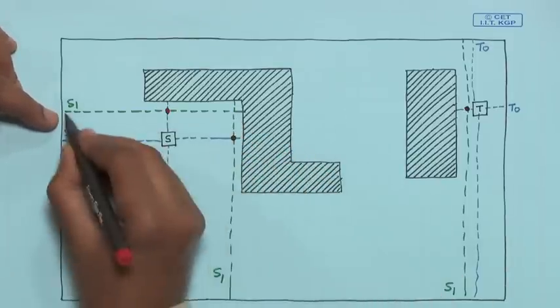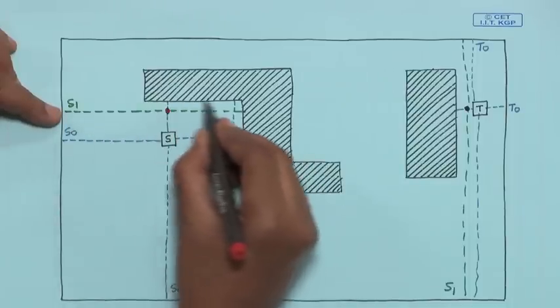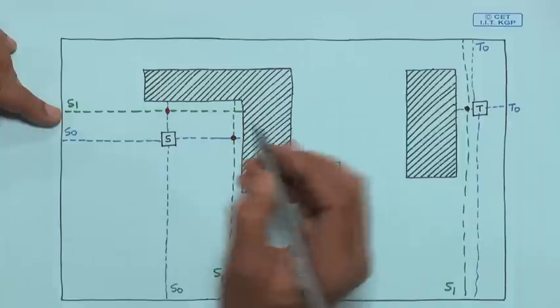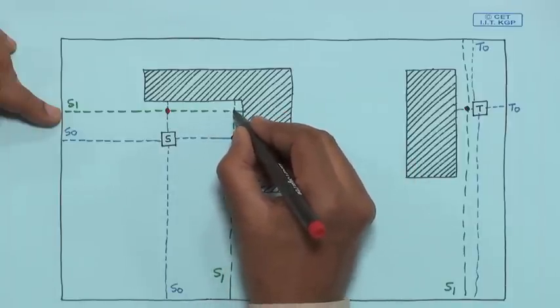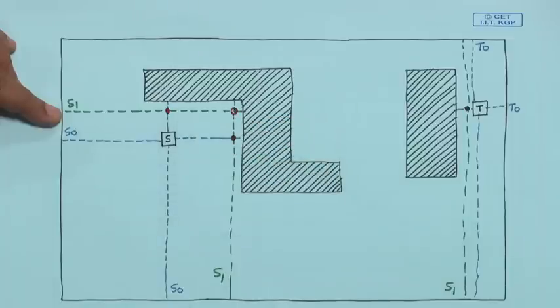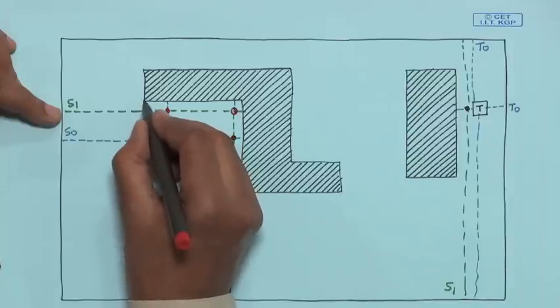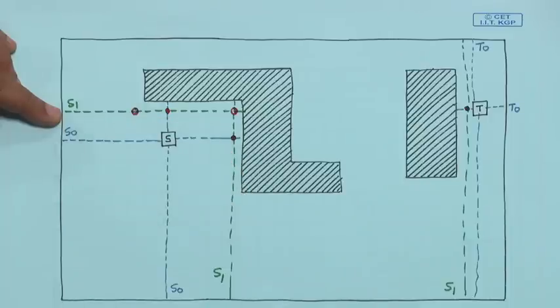You see, this line S1 is running very close to the obstacle, parallel, but it is not hitting it anywhere else. Well, it is hitting it here, so you will be getting one escape point here. And you also check where it is just crossing the boundary of the obstacle. It is here. So, just beyond that, this will be another escape point defined.